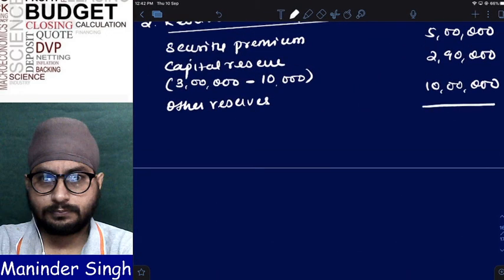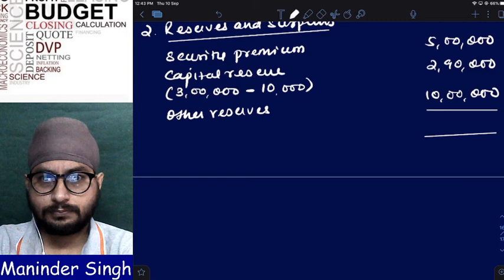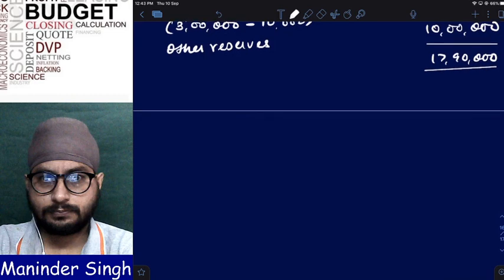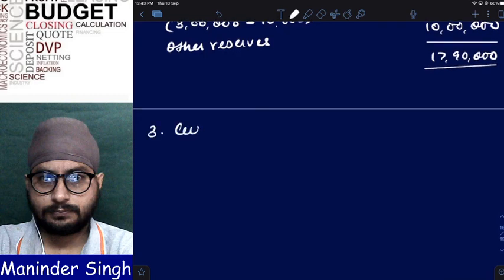So how much is the total reserves? 10, 15, 17 lakhs 90,000, right? 17 lakhs 90,000. Clear? Next, current liabilities. Note number 3. Current liabilities.